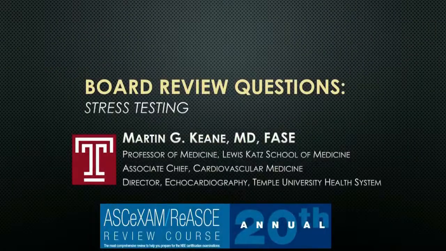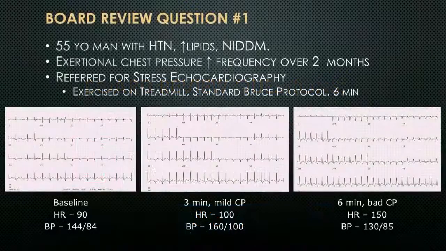All right, very good. We'll pick two cases with images. Hopefully these will transmit on the recorded info. Okay, you have a 55-year-old man with a history of hypertension, hyperlipidemia, and diabetes. He's complaining of increasing chest pain over the 2 months. He's referred for stress echocardiography. He's exercised on the treadmill using the standard Bruce protocol, terminated at 6 minutes. Here's his baseline EKG with heart rate of 90, slightly hypertensive.